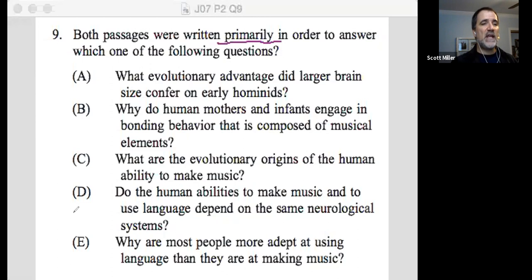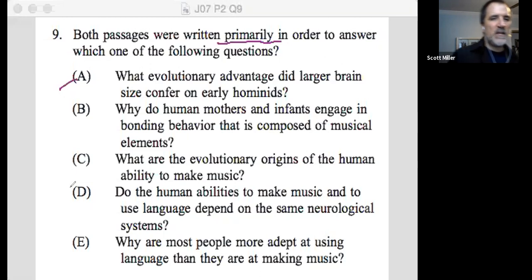And notice that answer choice A says nothing about music. It's about the evolutionary advantage of larger brain size. And sure, that was mentioned in both passages, but I'm at least suspicious. If I'm not, I might totally eliminate this answer choice because it doesn't say anything about music. And that was an important part of both passages. At the very least, I call it a soft eliminate, a half eliminate. I don't think this is the right answer. I'm not totally convinced it's wrong, so I might just halfway cross it out.